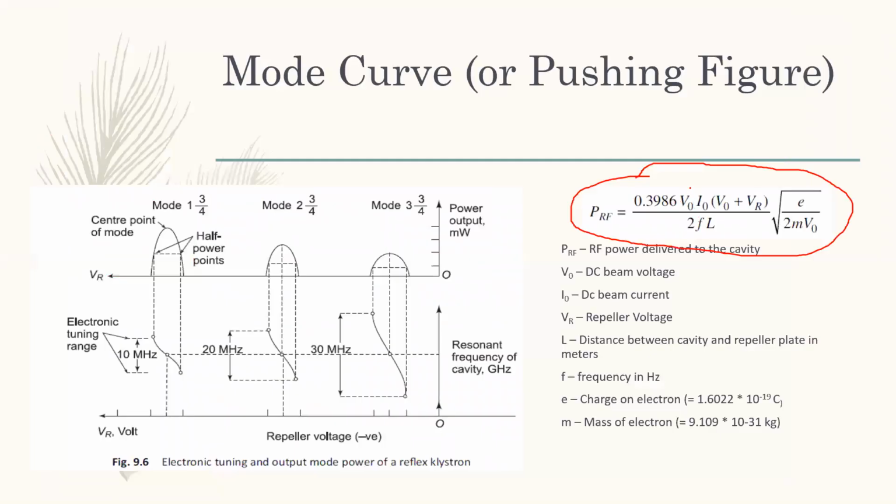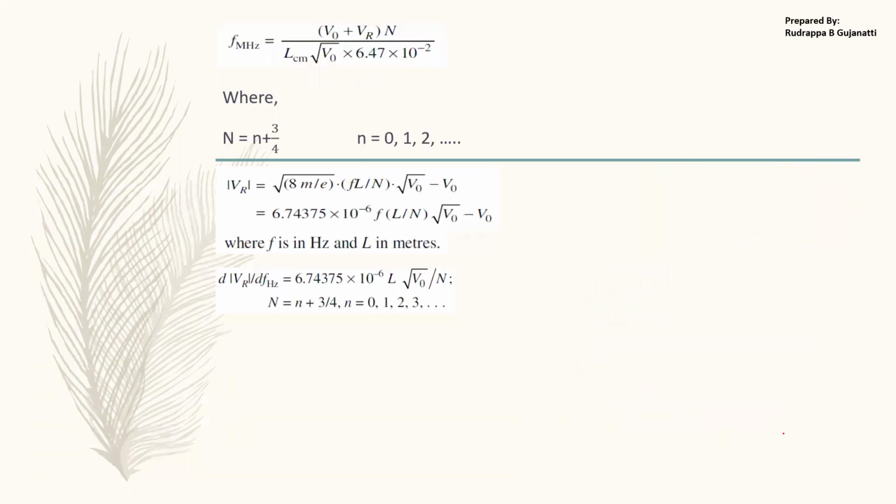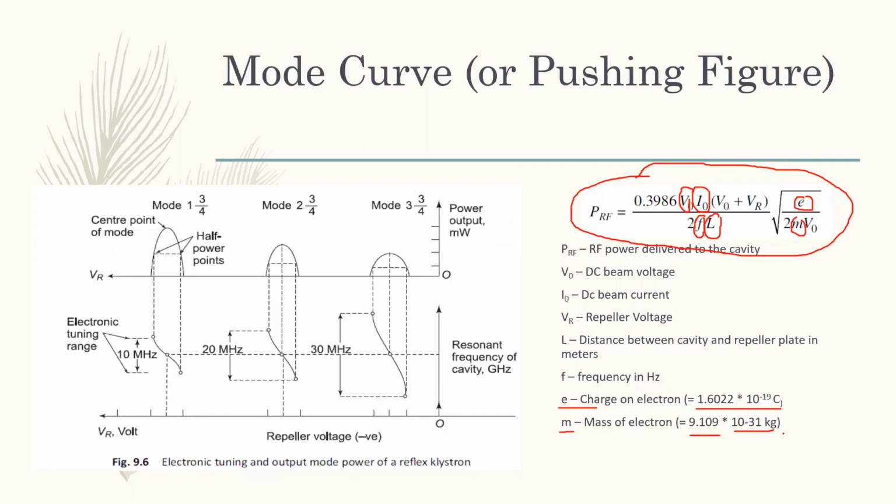So here you can see that beam voltage is given, beam current is given, then he has given the operating frequency, then he has given the repeller space. So these are actually standard values. The charge on the electron is 1.6 into 10 raised to minus 19 coulombs, and mass is given by 9.109 into 10 raised to minus 31 kgs. So if you utilize this equation, you will get the result.